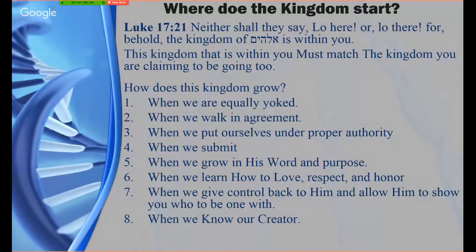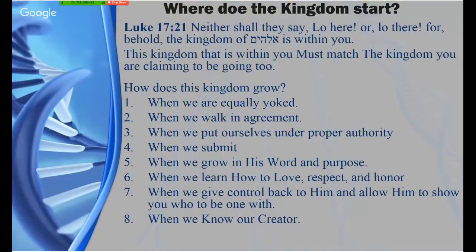When we give control back to him, he allows us to show who to be one with. And number 8, when we know our creator. This right here will allow us to begin, first within ourselves, to be a proper kingdom, but also how to build his kingdom. We can't go out there talking about we're witnessing to everybody and we're just divided, right? That's just not going to work.